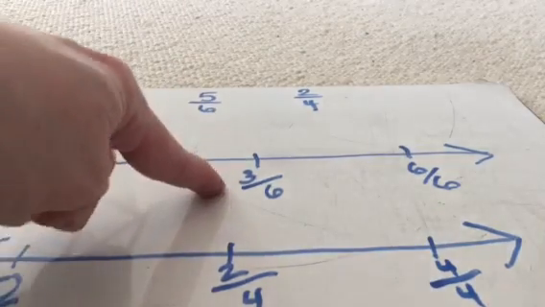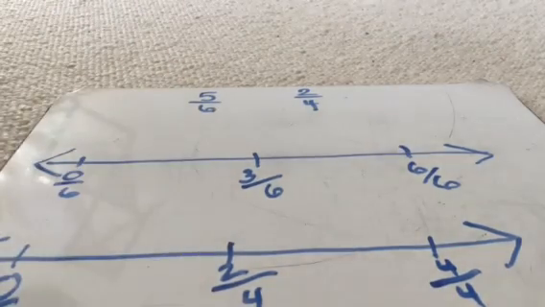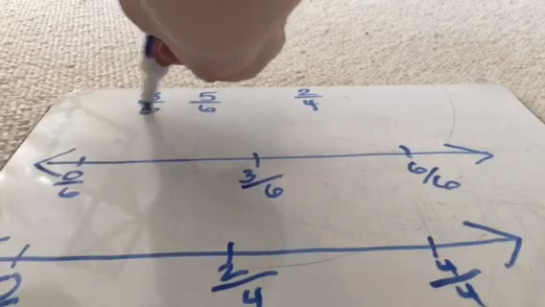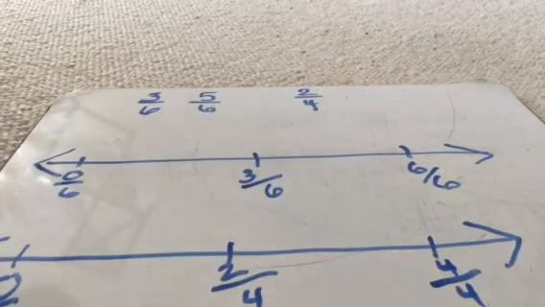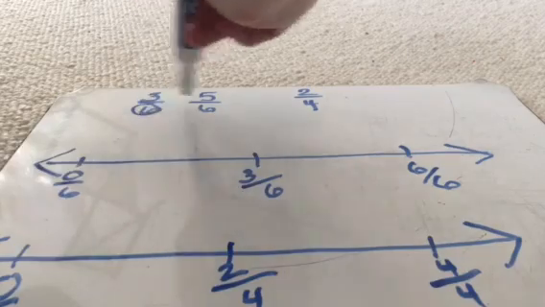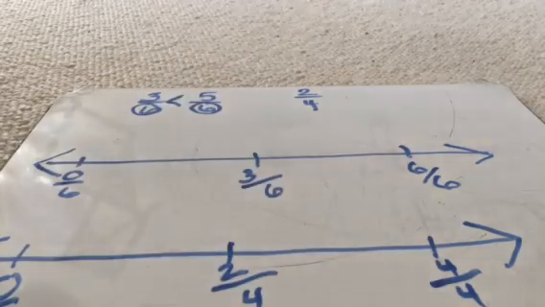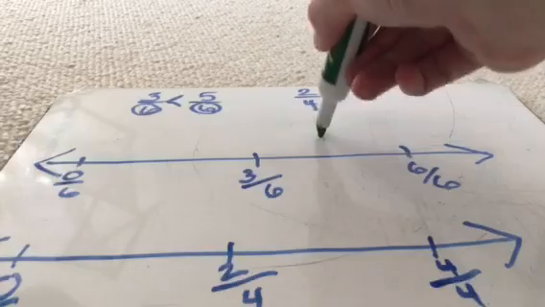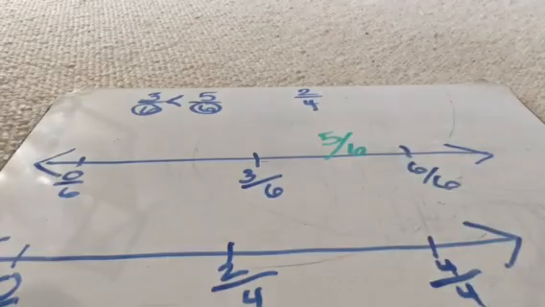Okay, so now we're comparing 5/6 to 1/2. We know that half of 6 is 3. So is 5/6 more or less than 1/2? Well, the common denominator tells me that 5/6 is more than 1/2. It's over here in that green, the more than 1/2 area.